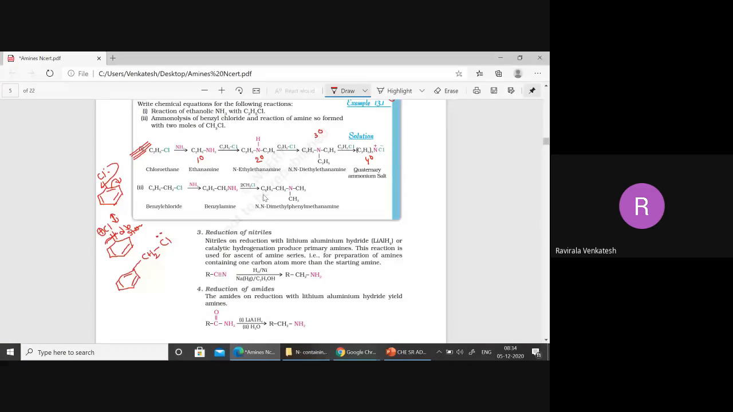Why? Because the lone pair should be in conjugation. See, the lone pair and the pi bond are in conjugation. Here, after the lone pair, you are getting a sigma bond. So there is no conjugation here.